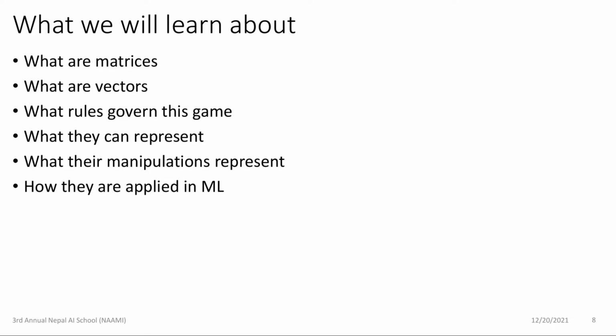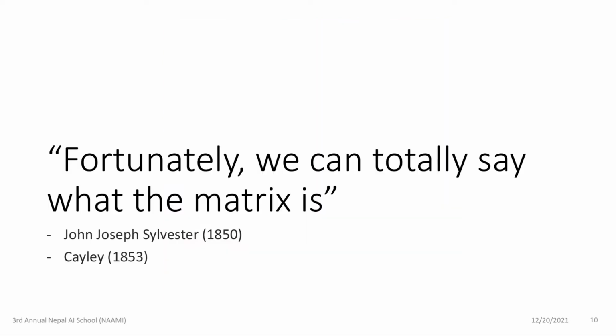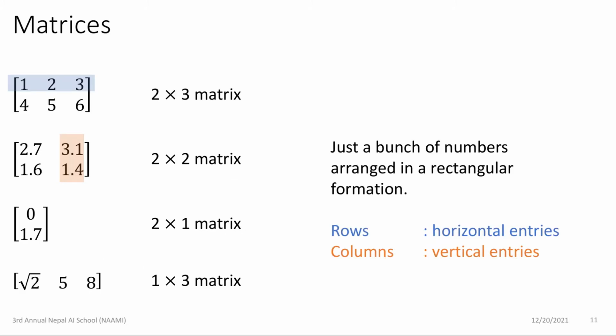We have this very famous GIF, a meme, where they say that unfortunately no one can be told what the matrix is, but fortunately for us, we can totally say what the matrix is. In fact, it has been said almost 300 years ago. And to summarize, a matrix is simply just a bunch of numbers arranged in a rectangular formation. So, for example, let me change my.